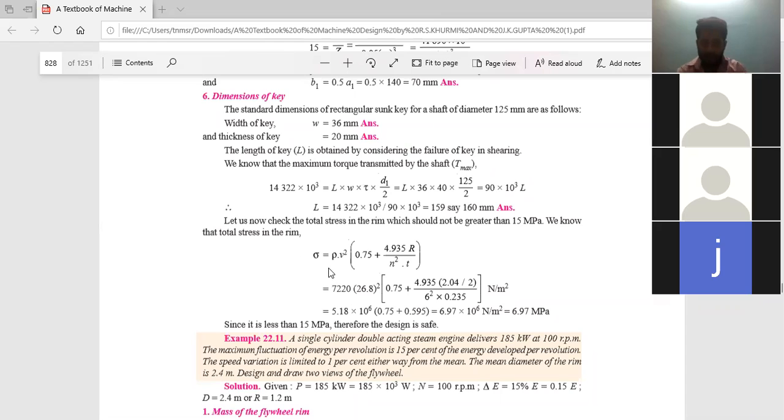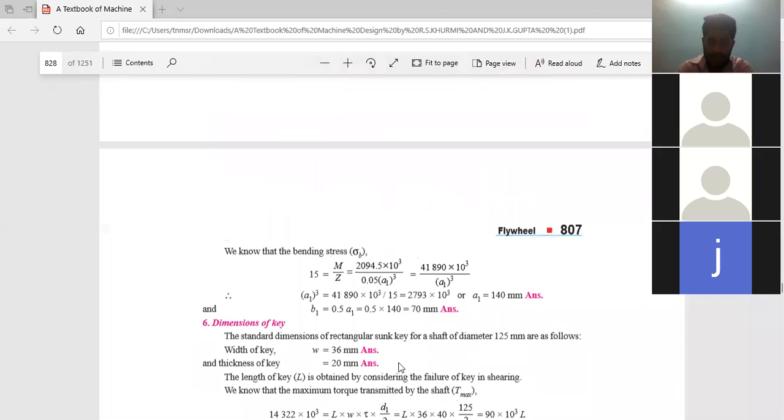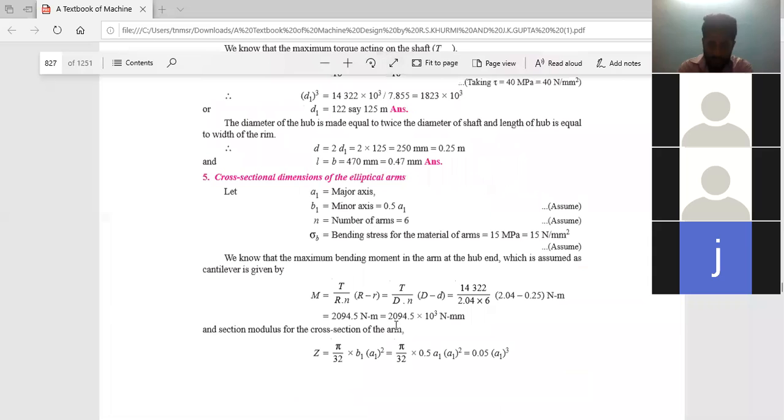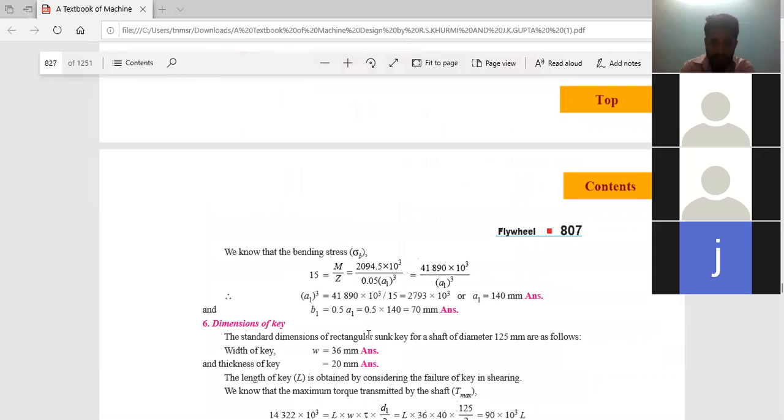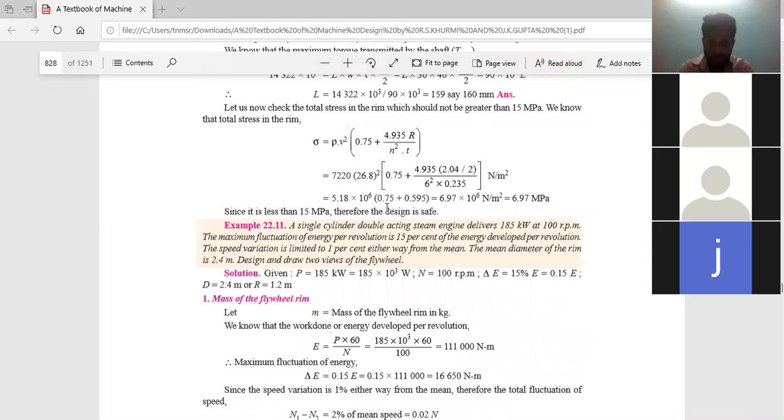Once you calculate all these values, it is coming out to be 6.97 megapascal. And since in the question it has been told that the maximum stress induced in the flywheel is 15 megapascal, my value is less than the maximum value. That means all these dimensions, whatever I have calculated, are correct dimensions and my design is safe.